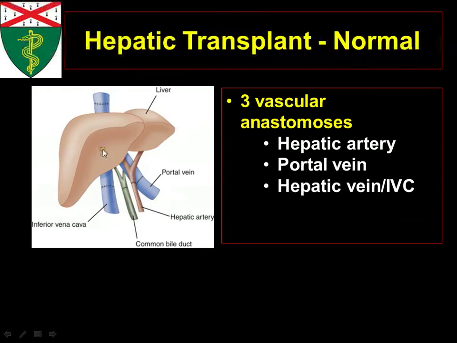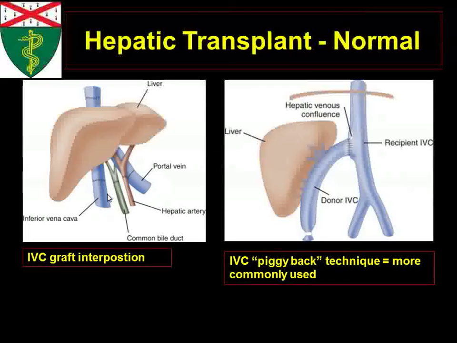And this is the way we used to do it: you take the liver and you have a portion of the suprahepatic and infrahepatic IVC, and you make a graft between that and the recipient's suprahepatic and infrahepatic IVC. So it's called an interposition graft.